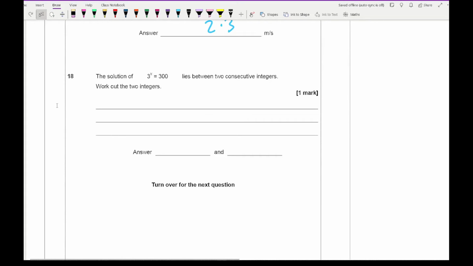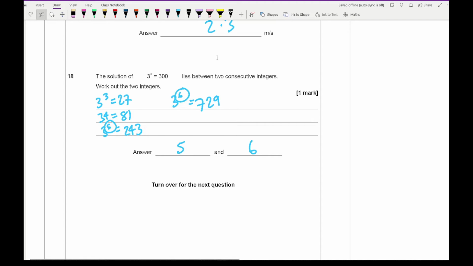The next question, 18, says the solution of 3 to the power x equals 300 lies between two consecutive integers. Work out the two integers. So all I need to do here is write down which power of 3 will take this over 300. So 3 cubed is 27, 3 to the power of 4 is 81, 3 to the power of 5 is 243, 3 to the power of 6 is 729, and there we've got our two integers, so it's between 5 and 6.